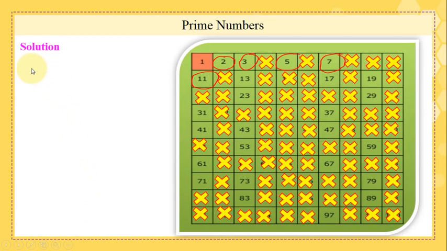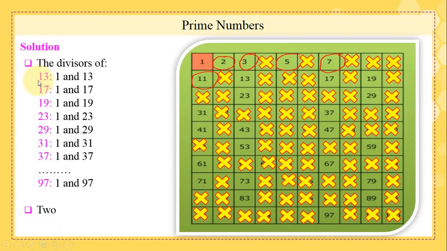Solution. The divisors of 13 are 1 and 13. Those of 17 are 1 and 17. The divisors of 19 are 1 and 19. And so on. We continue finding the divisors of the numbers that were not divisible by the first 5 prime numbers until we reach 97. All those numbers that were not crossed out have exactly 2 divisors.